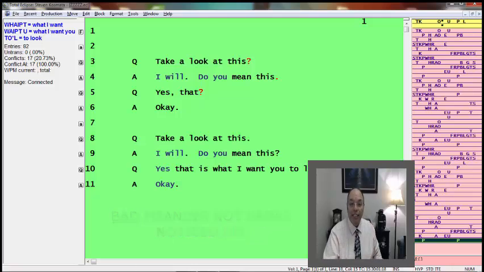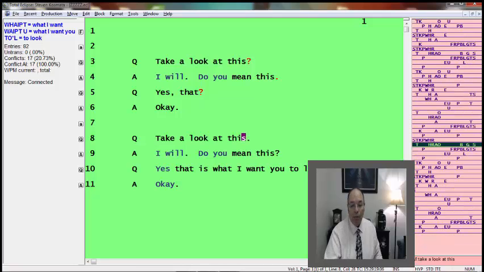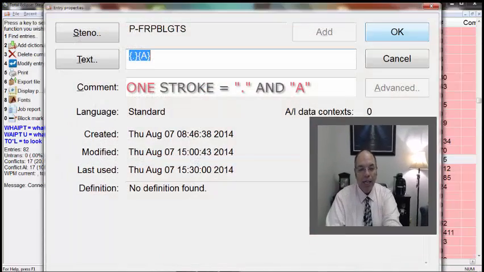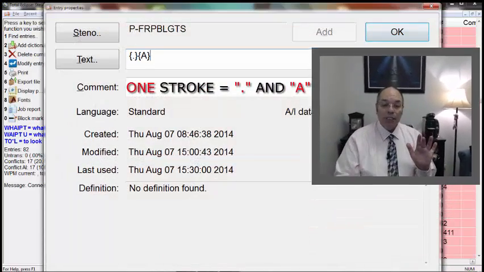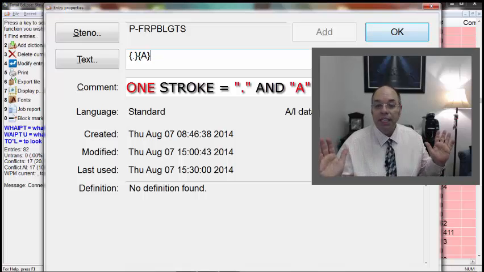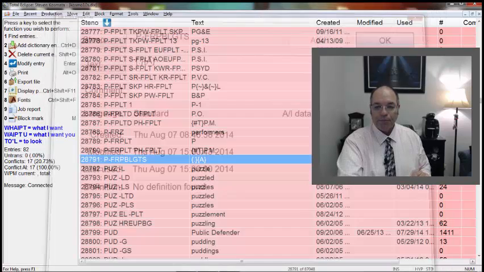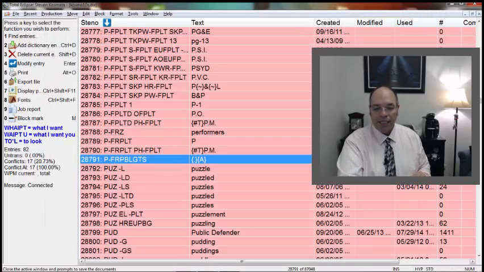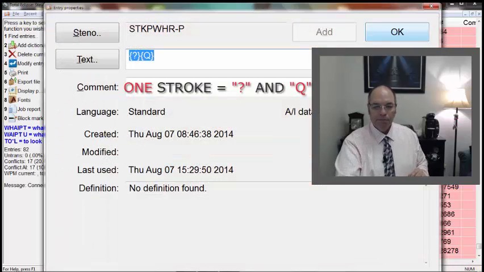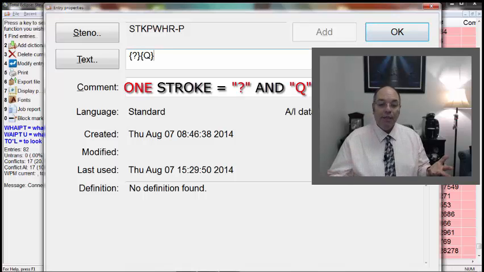So let me show you what it looks like in the dictionary. So I'm up here on take a look at this, and where I hit my period, and that's all I have, is I have initial P and I have the answer bank. And I have it programmed in there: curly bracket, period, curly bracket, capital A. Done. That's simple. And now for the other one, let's come in here and open that up. There. It's the same thing, it's just reverse order. Question mark, Q. That's all there is to it.